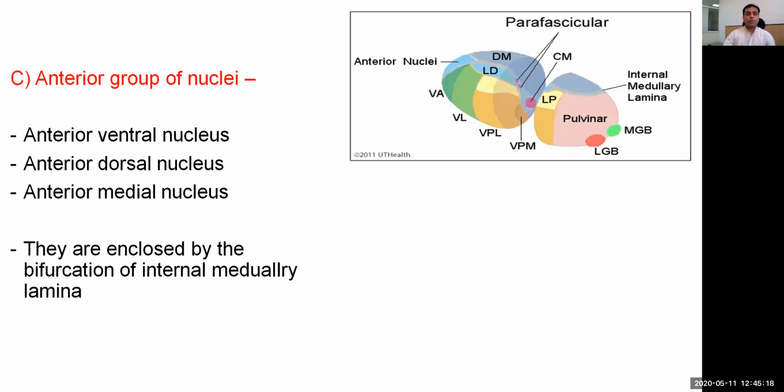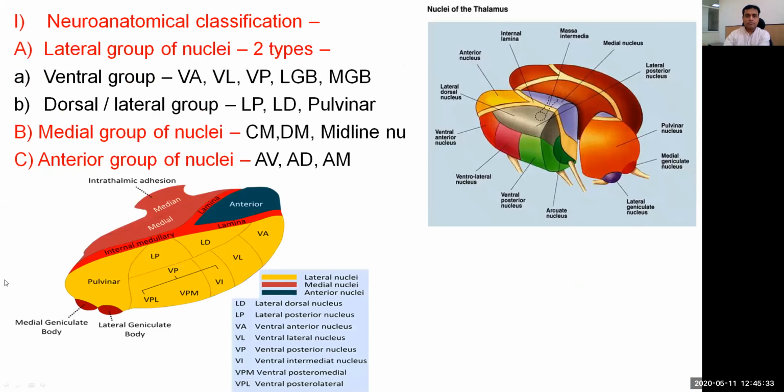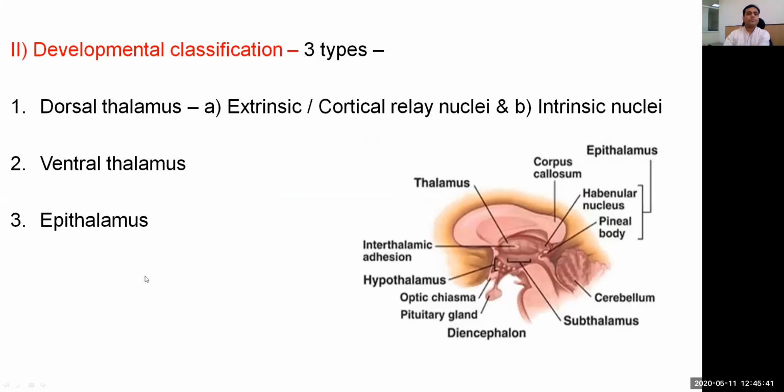After that, the anterior group of nuclei contains the anterior ventral nucleus, anterior dorsal nucleus, and anterior medial nucleus. They are enclosed by the bifurcation of the internal medullary lamina, as we can see. This is the overall classification in the neuroanatomical way. Then the second variety is developmental classification, which has three different types: dorsal thalamus, which contains extrinsic or cortical relay nuclei and the intrinsic nuclei, along with ventral thalamus and epithalamus.